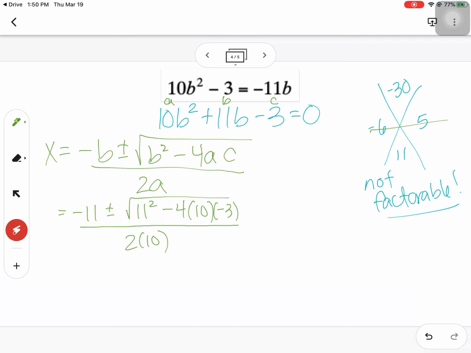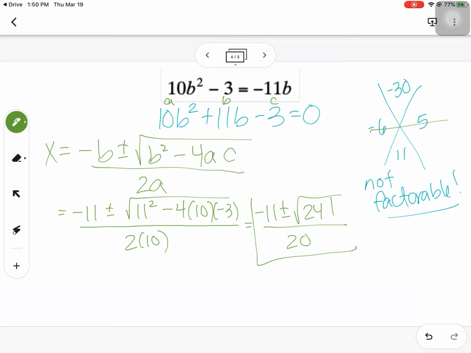I always start in my radical, so I'm going to do 11 squared minus 4 times 10 times negative 3. That negative 4 times negative 3 means this problem's going to end up being addition. And under my radical, I get square root of 241. What you should always do is take this square root and try to see if anything goes into it, your perfect squares. So that's where we're dividing in 4 and 9 and 16 and so on. With this example, nothing does go into it, so I can't simplify any further, and this would be my answer.